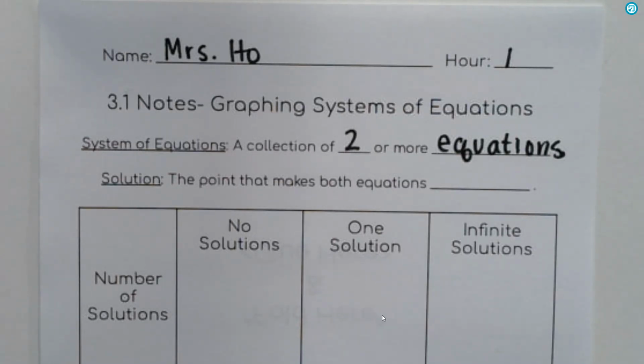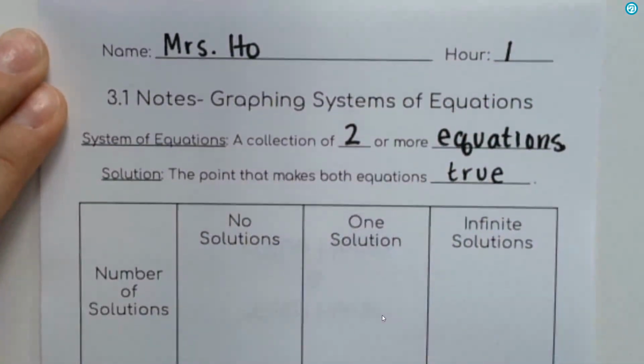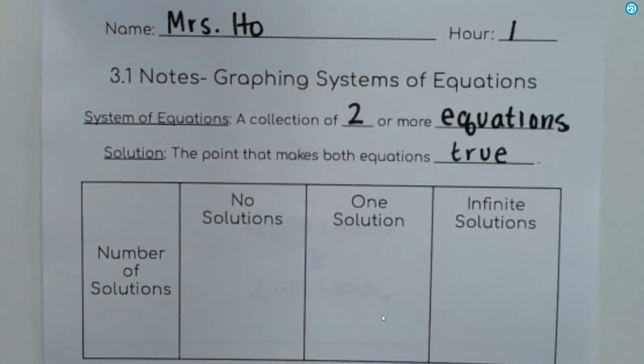The solution to a system of equations is the point that makes both equations true. So instead of just one or the other, it has to make both equations true at the same time.